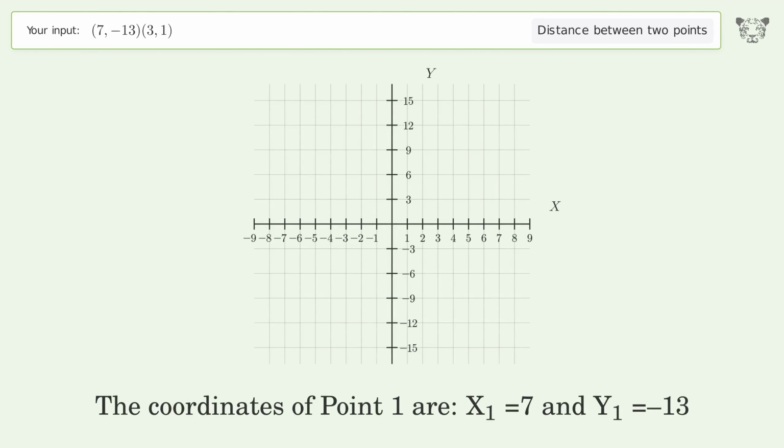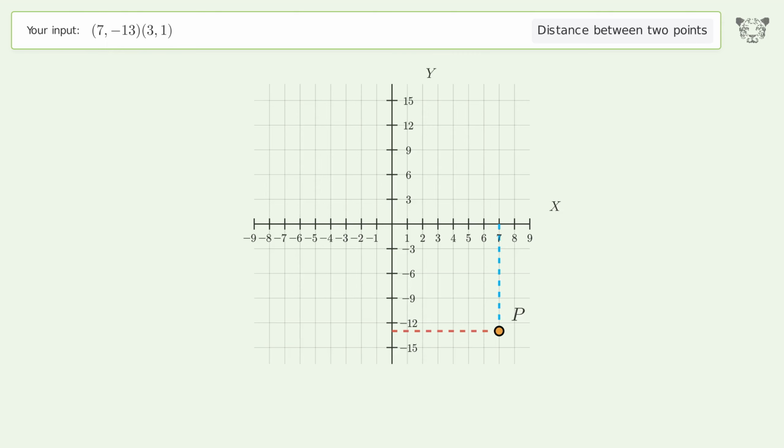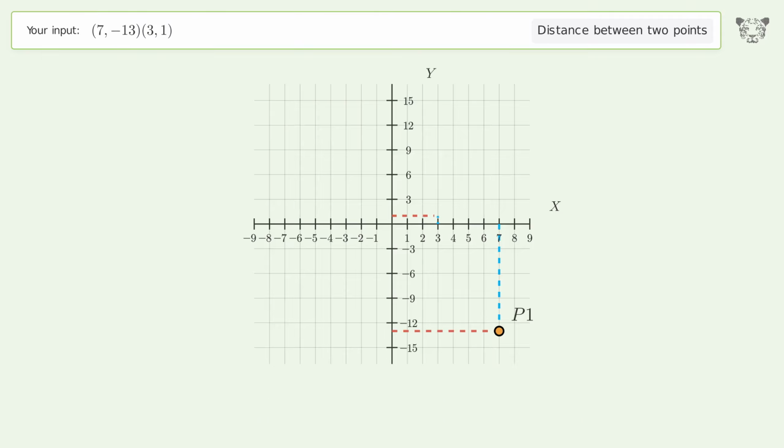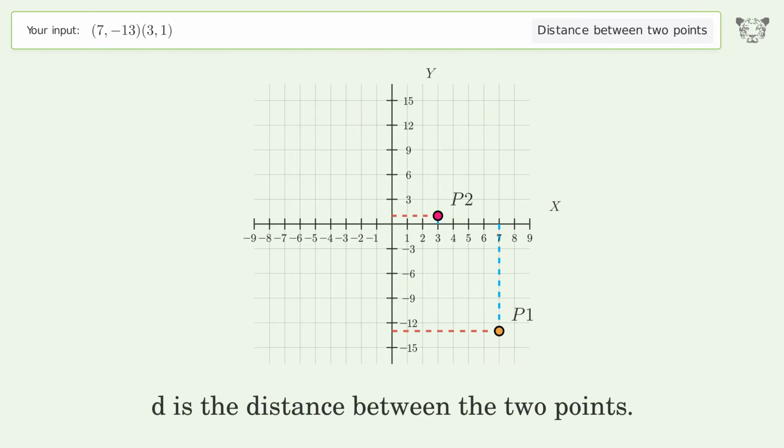The coordinates of point 1 are x1 equals 7 and y1 equals negative 13. The coordinates of point 2 are x2 equals 3 and y2 equals 1. D is the distance between the 2 points.